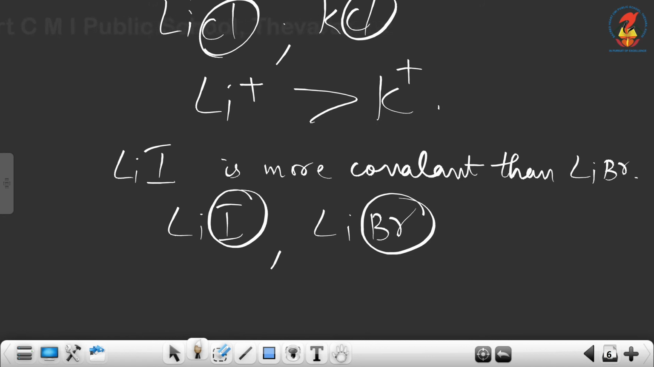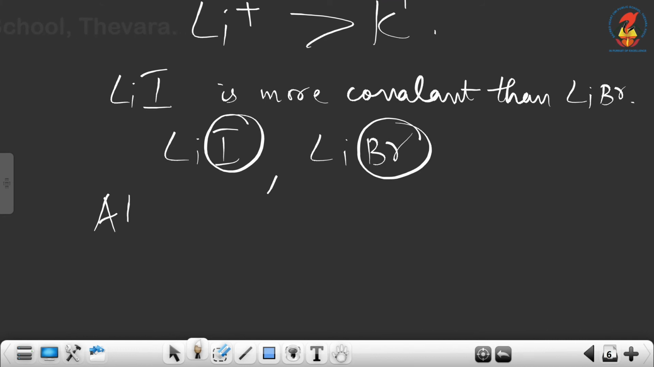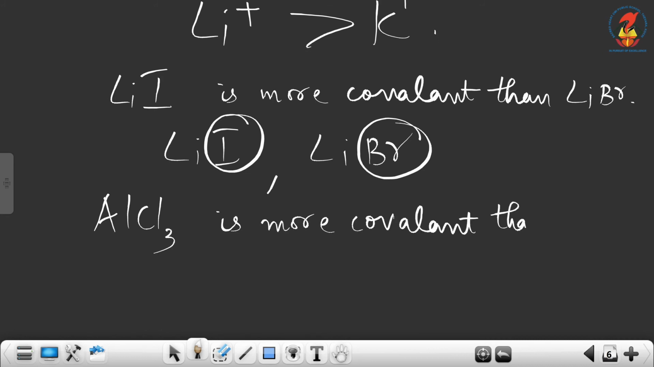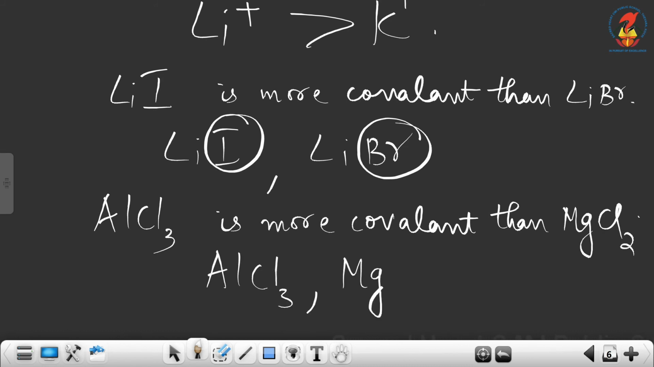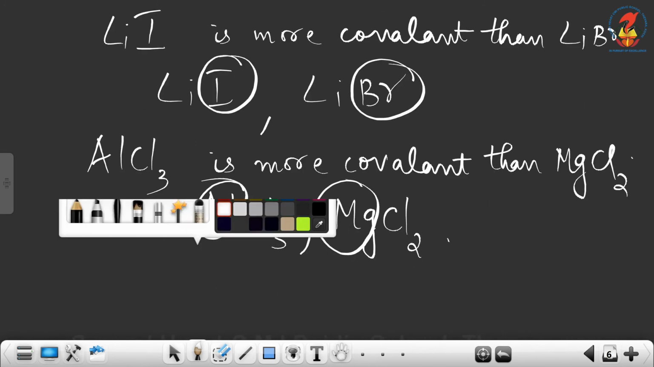Now, the last question here is: aluminium chloride is more covalent than magnesium chloride. Why? Now, the answer for this is, here aluminium chloride and magnesium chloride, the anions are same but the cations are different. One is aluminium and the other is magnesium ion.